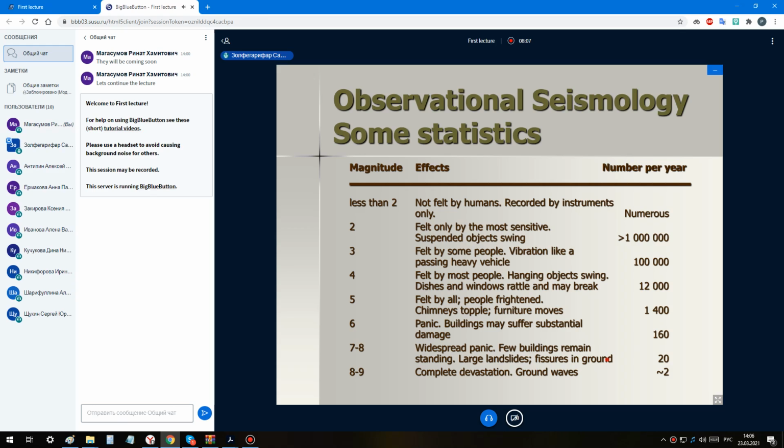So there are many of these small earthquakes, but for magnitudes between 8 and 9, the effect is complete devastation with ground waves, and around 2 can occur per year.